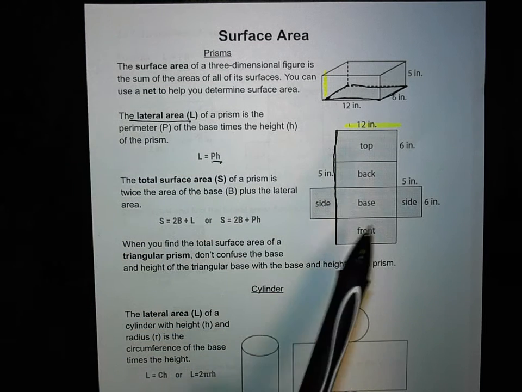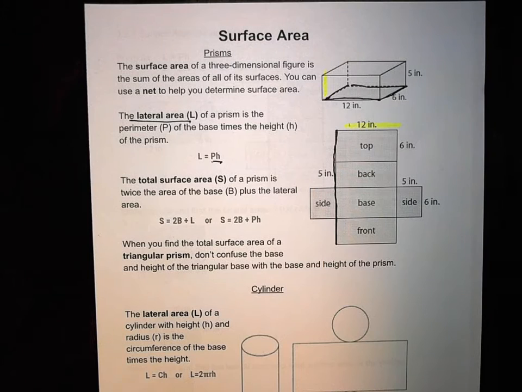I probably should have got a better example. This doesn't quite match up in numbers. I'll fix that next time I do it.